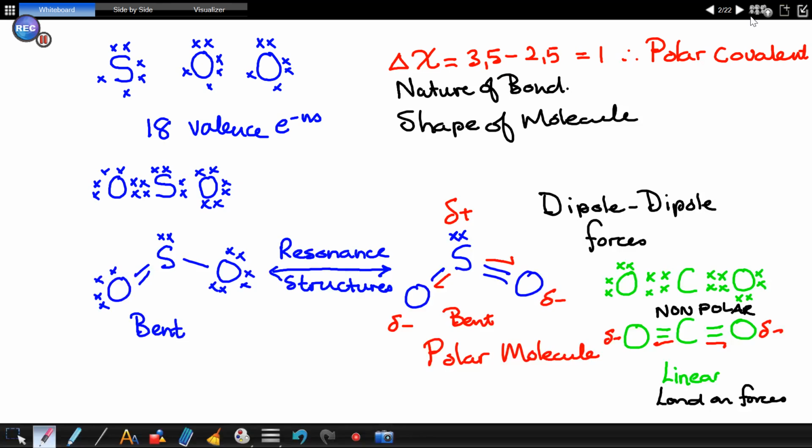London forces are weaker than dipole-dipole forces. If you compare molecules that are similar, you can say London forces are weaker than dipole-dipole forces. But you do get London forces that are much stronger than dipole-dipole forces. I'll explain to you just now, okay? Just give me a moment. Can I carry on? Yes, ma'am.